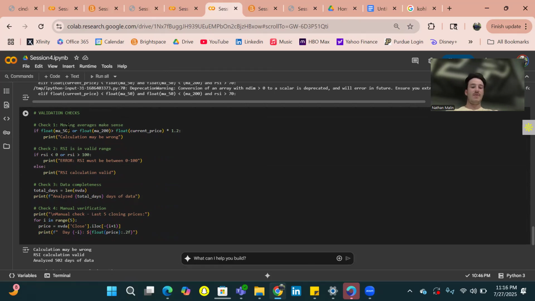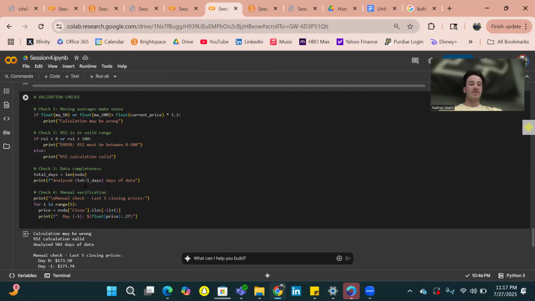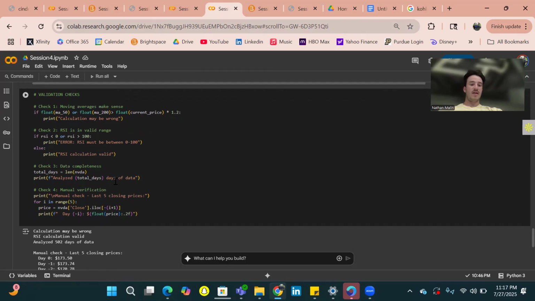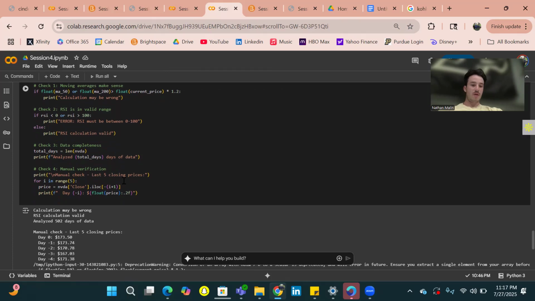And for the RSI, we want to make sure it's in the valid range. So if RSI is less than 0 or more than 100, it's obviously supposed to be between 0 and 100. So that'd be another validation check. And then the other one is data completeness. So for total days for NVIDIA, we want to make sure that it matches the amount of trading days that we use for both of them.